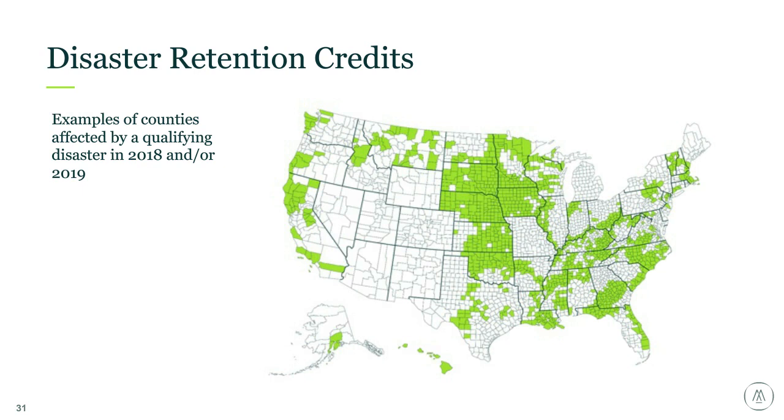To determine if you have a business location that's in a qualified area, we are always happy to do complimentary scrubs of your business location. Or you can also go to the FEMA website and search by major disaster declaration, and then you can filter by state.